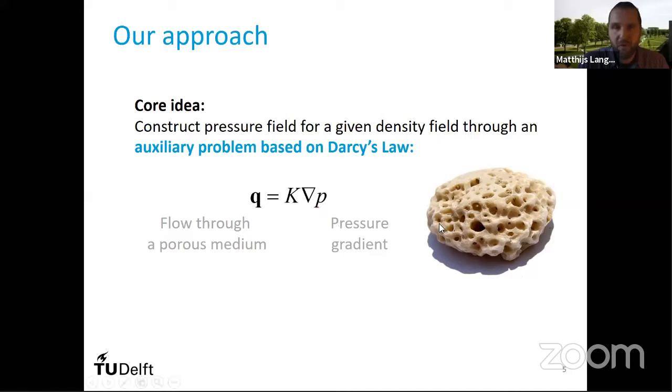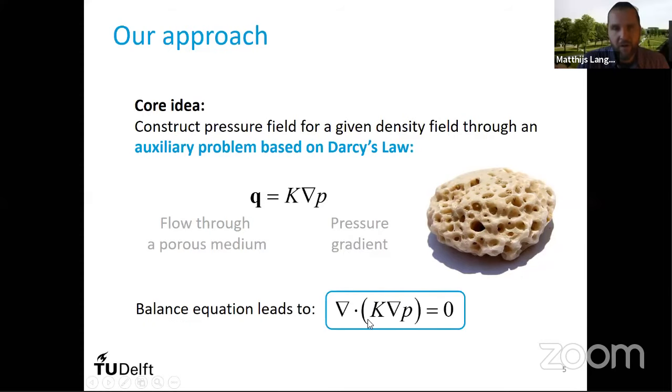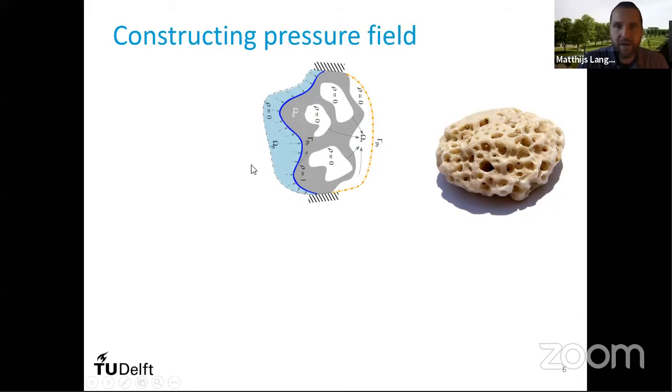For instance, a porous rock like this. And the proportionality constant, this K here, is called the flow coefficient. Now, if you combine this with a conservation law, you find a partial differential equation, a PDE, that you can use to find a pressure field. This p here is the pressure that we want to identify to couple to our pressure loaded structure.